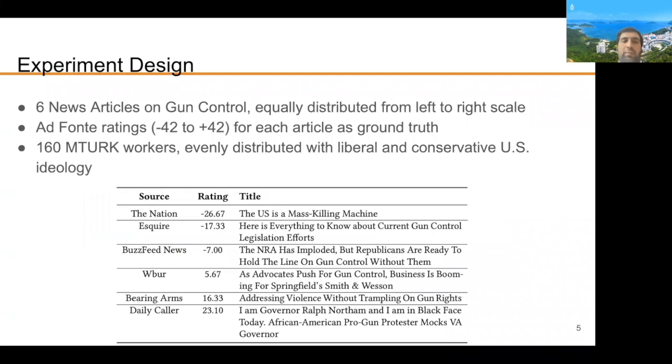To further explain our method, how we actually conduct our study, we do an experiment on Amazon Mechanical Turk users. We recruit 160 MTurk workers, evenly distributed with liberal and conservative US ideology. We then take 6 news articles on gun control that are equally distributed from left to right scale. For articles, we take the ground truth values from the Ad Fonte media rating. The table below shows the 6 articles used in this study.